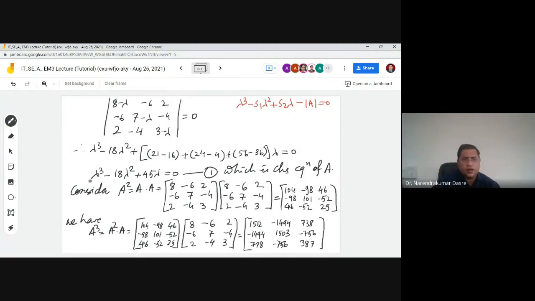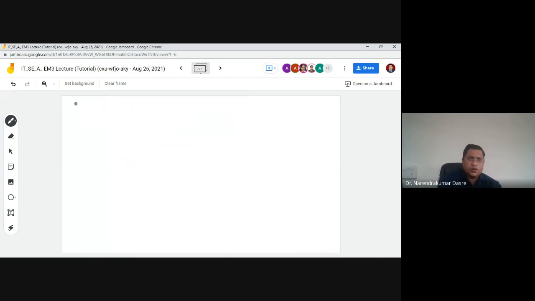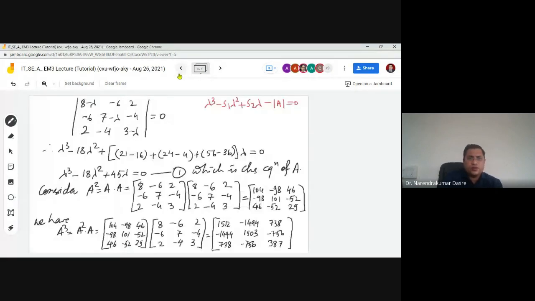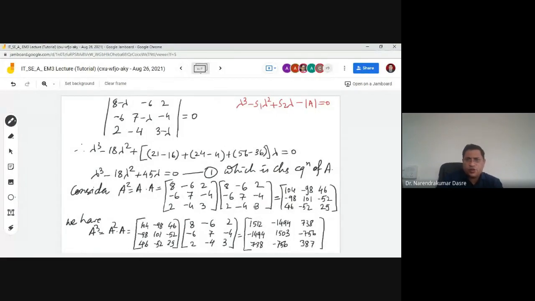So we got here A cube. We got here A square, and A we already know. So we can try for this polynomial. Consider A cube minus 18A square plus 45A. We want to show that it is going to be 0, but we cannot just write it equal to 0; we have to show that it is equal to 0. So we have A cube.